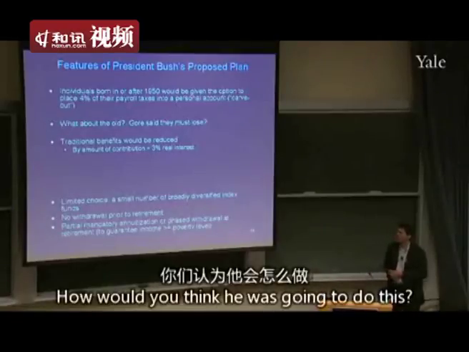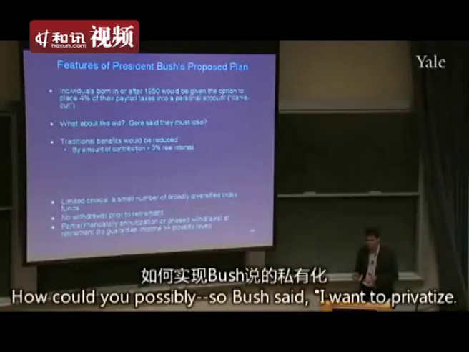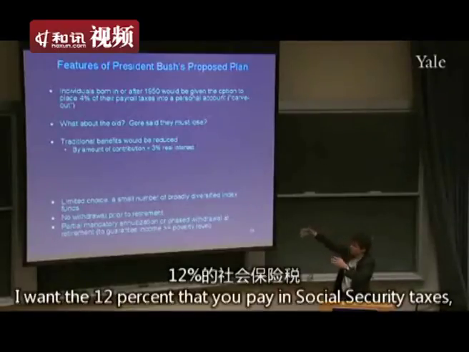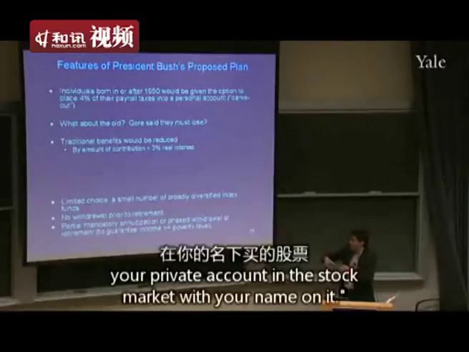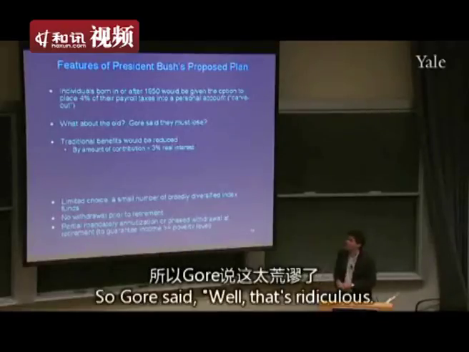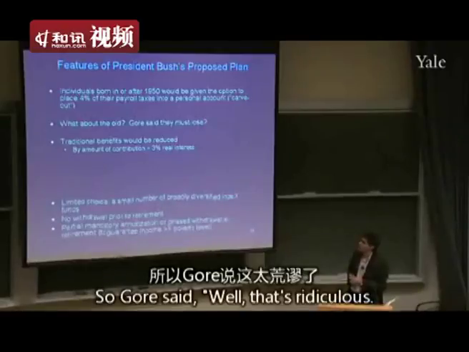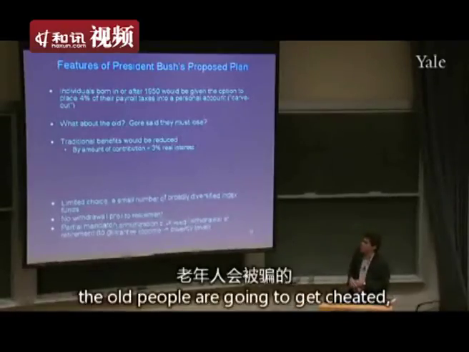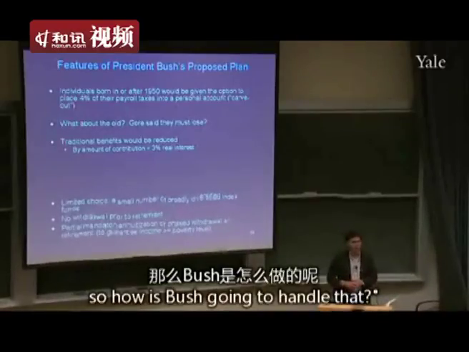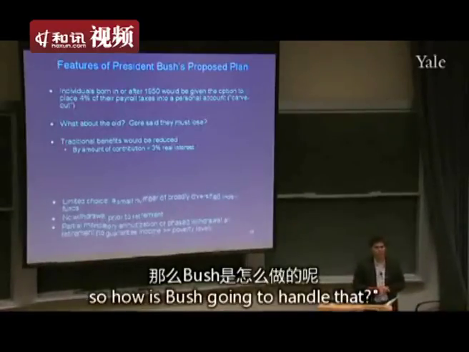Okay, so now how is Bush going to handle this? How would you think he was going to do this? Bush said, I want to privatize. I want the 12% that you pay in Social Security taxes, I want 4% of that for you to be able to put in your private account in the stock market with your name on it. Gore said, well, that's ridiculous. If it's only 8% left to give to the old people, they're going to get cheated. So how is Bush going to handle that? What do you think he was going to do?